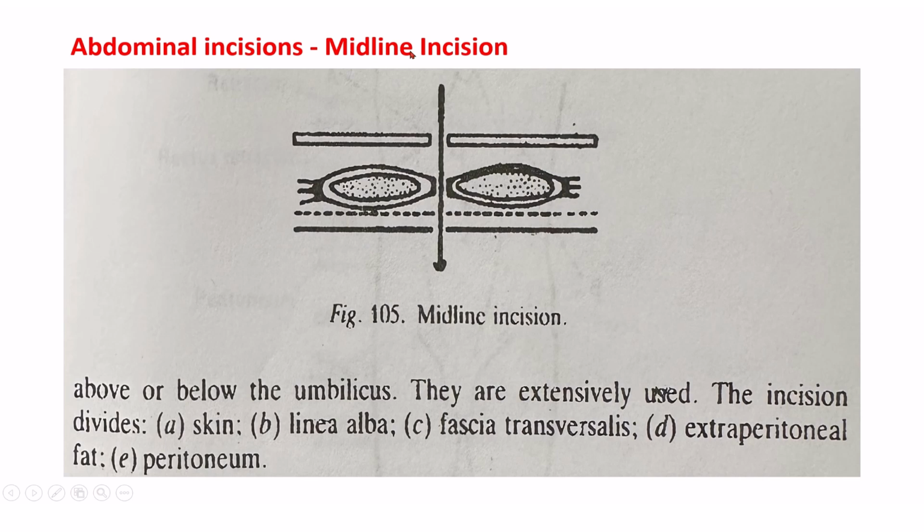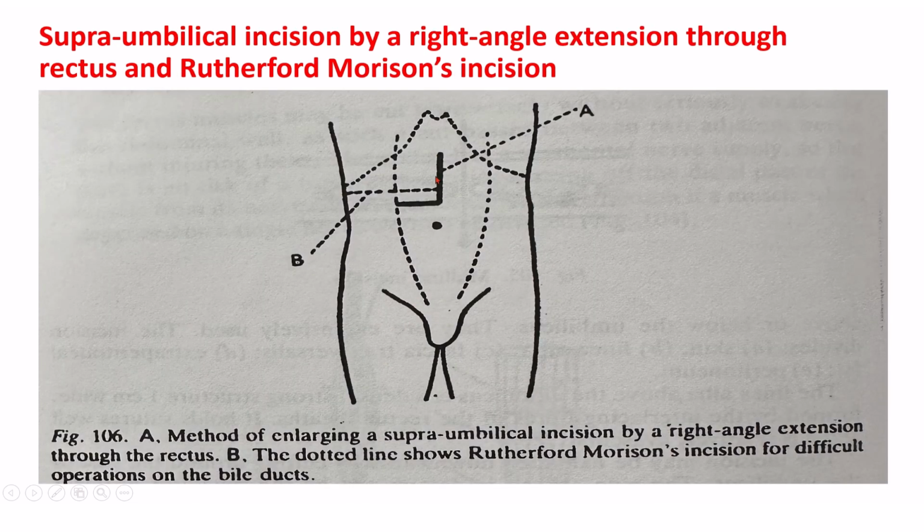So here you can see the midline incision, where these are the layers which are cut: skin, linea alba, fascia transversalis, extraperitoneal fat, and peritoneum. In this kind of incision, there are more chances of incisional hernia because the linea alba is less vascular, and there will always be a weak scar. You can see here the midline incision is extended by a right angle extension through the rectus.